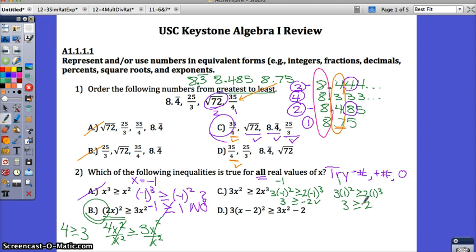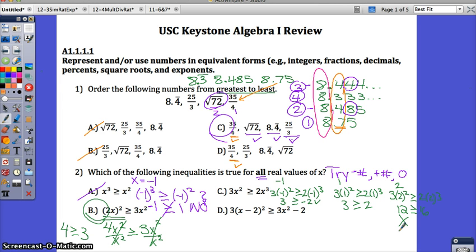But this seems suspicious, right? Because it seems like if I cube a number, it could grow at a quicker rate. Try another one. Maybe try 2. 3 times 2 squared is greater than or equal to 2 times 2 cubed. Let's try this. 2 squared is 4. 4 times 3 is 12. 2 cubed is 8. 8 times 2 is 16. It didn't work here. So this is not going to be true for all values.